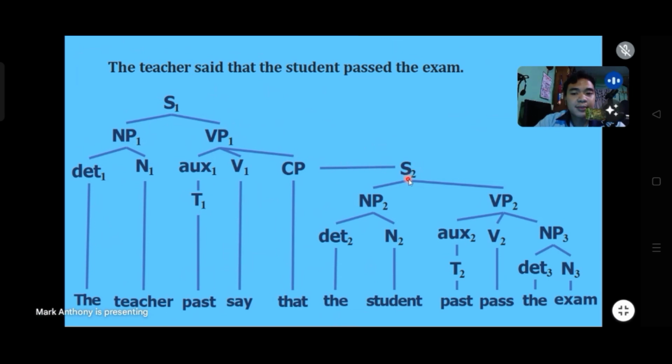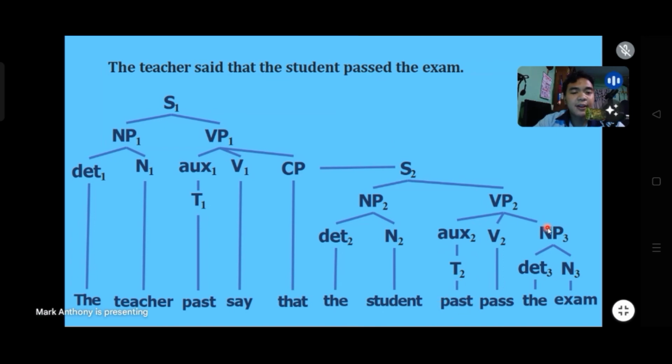Under the second sentence, we have the second noun phrase and the second verb phrase. Under the second noun phrase, we have the determiner and the noun, which is the student. And then the second verb phrase is divided into different constituents, which is the auxiliary verb, in past tense. As we can see here, the verb is in the past tense.